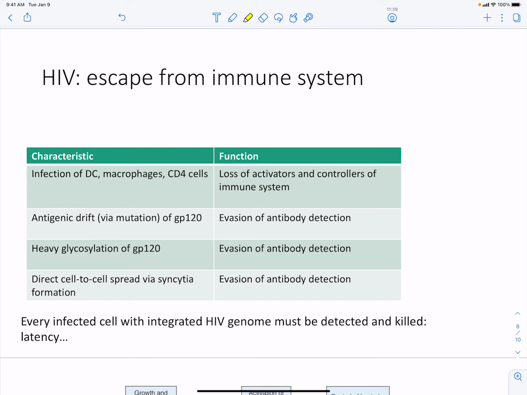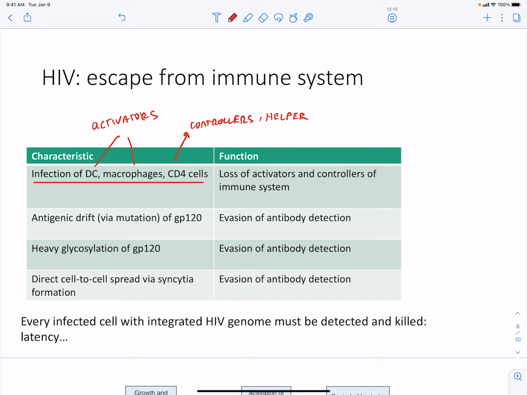So you are going to have infection of our actual immune cells. So in this case, you have infection of our dendritic cells, macrophages, and our CD4 T cells. So our dendritic cells and macrophages are our activators. So they are going to activate your immune system, whether it's a virus, fungus, parasite, or a bacteria. And then your CD4 T cells are controllers. They're often called helper T cells.